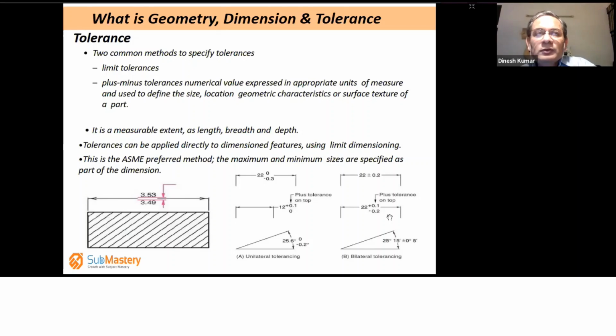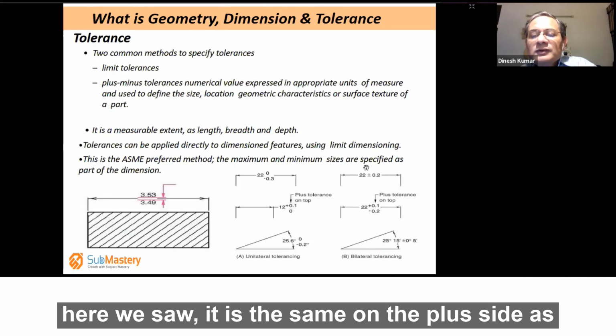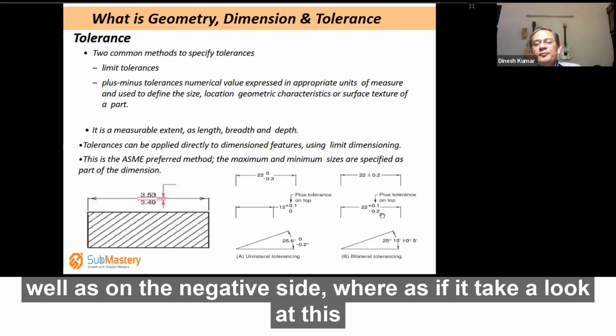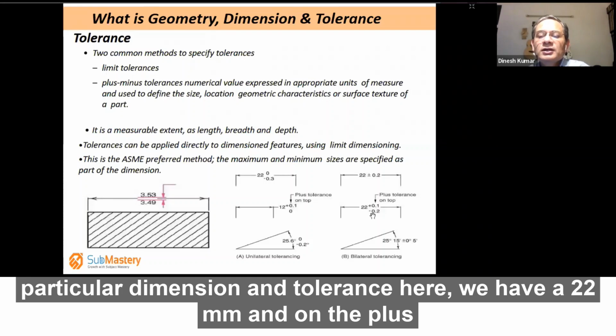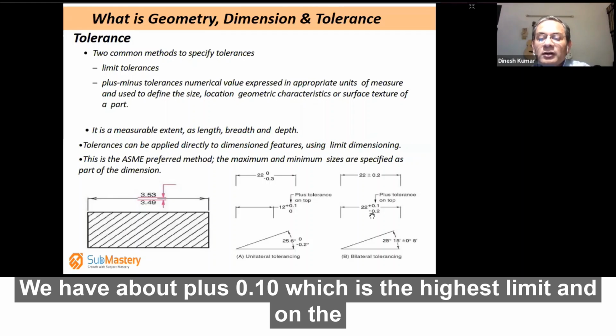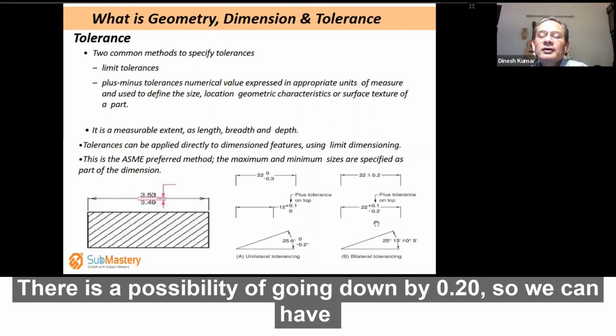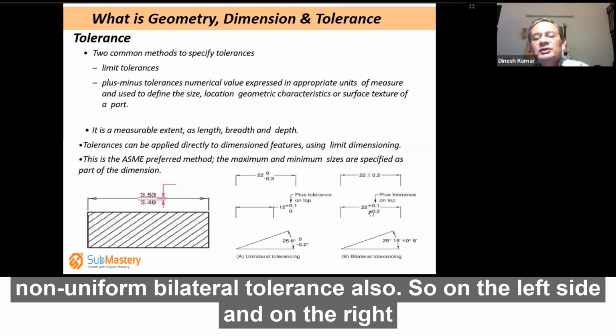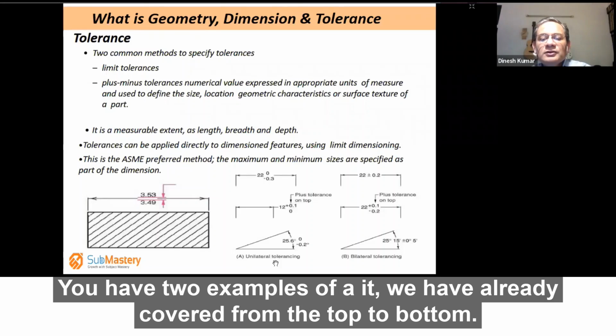And there can be one more type. Here we saw that it is the same on the plus side as well as on the negative side. Whereas if you take a look at this particular dimension and tolerance, here we have 22 millimeter, and on the plus side we have plus 0.1, which is the highest limit, and on the lower side there is a possibility of going down by 0.2. So you can have non-uniform bilateral tolerance also. So on the left side and on the right side you have examples of it.